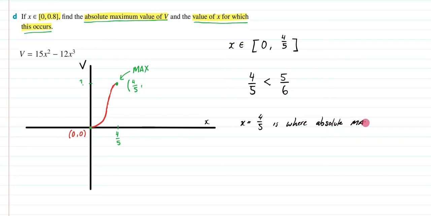But now we need to find what my v value is. What's the absolute value of v? To do that, what we do is we take 4/5 and we sub it into our formula here. So let's do that. I'm going to get v of 4/5, and that's going to be equal to 15 times (4/5) squared minus 12 times (4/5) cubed. Let's now zoom in and do some math.